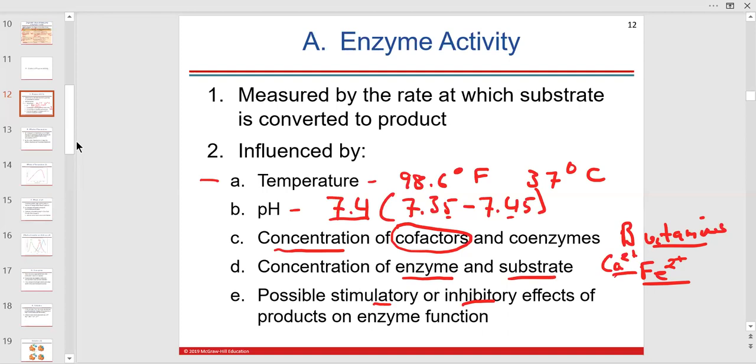So of course the concentration of the cofactors, the pH, then the concentration of the enzyme and the substrate. But again, if you have so much substrate and not enough enzymes, this substrate will go to waste and it'll build up. And then you may have some inhibition of the product. So enzymes are only produced in a finite number.